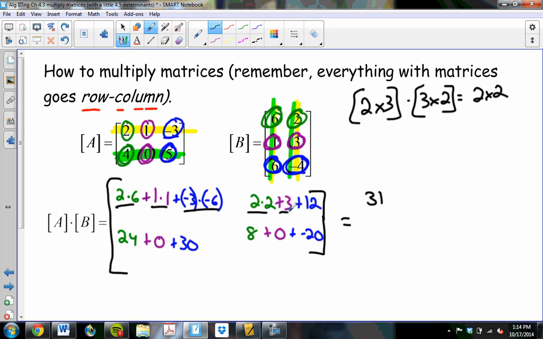4 plus 3 is 7 plus 12 is 19. 24 plus 0 plus 30 is 54. 8 plus 0 minus 20 is negative 12.